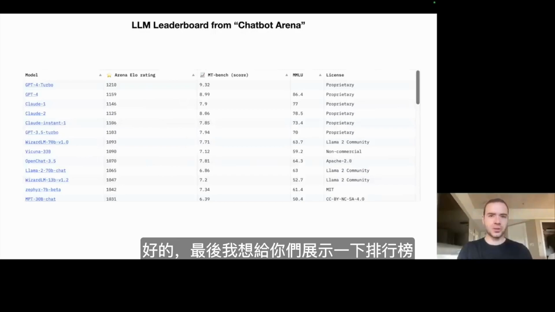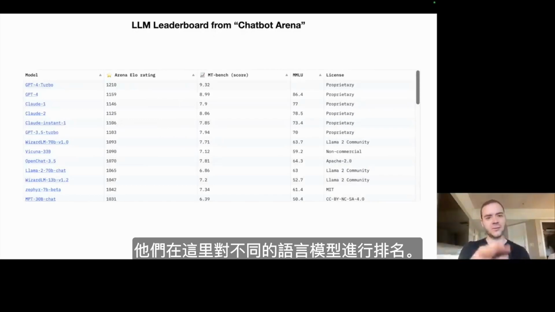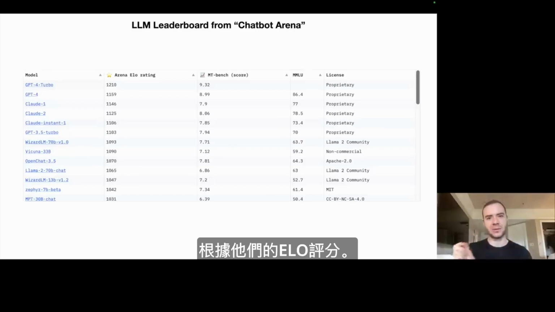Okay, finally, I wanted to show you a leaderboard of the current leading large language models out there. So this, for example, is the Chatbot Arena. It is managed by a team at Berkeley. And what they do here is they rank the different language models by their Elo rating.